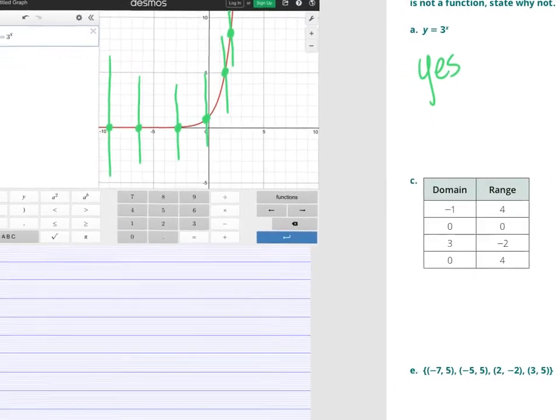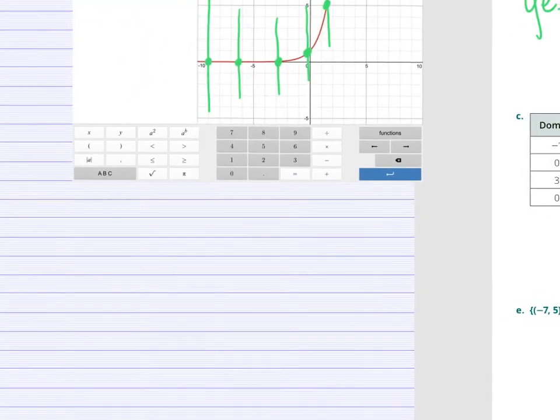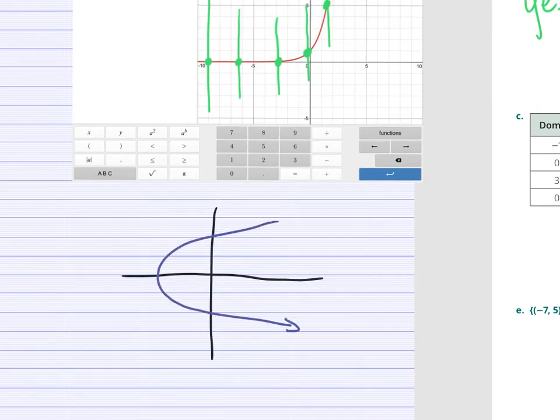If I ever drew a vertical line and hit twice, it would not be a function. And I want to give you a quick example of that. So, if I had this graph, see, I could draw a vertical line right here, and it would hit the blue line twice. So therefore, this would not be a function. It would be considered a relation, but it is not a special relation called a function.